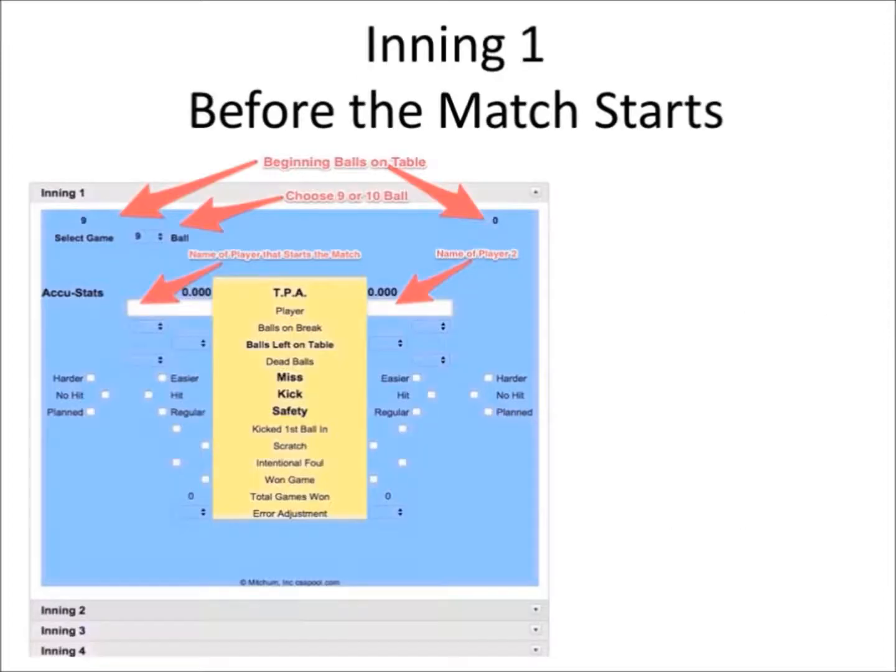Before the match begins, in the left side, you'll see a drop-down box for select games. You can choose either 9 or 10 ball. The default is 9 ball, so unless you're playing 10 ball, nothing will need to be done in this selection. After it is determined who will break to start the match, you would insert their name in the white box on the left-hand side for player number 1. Player number 2's name will be put in the white box on the right-hand side.